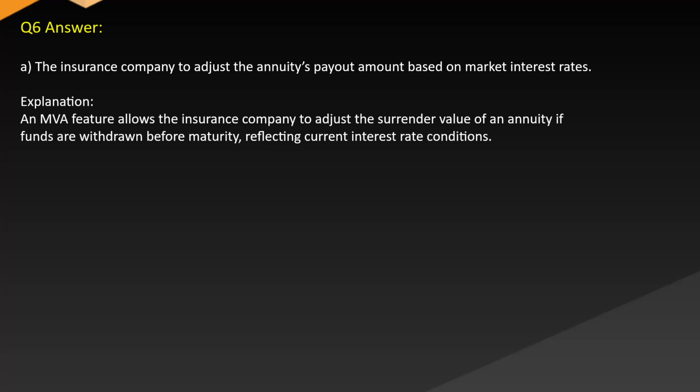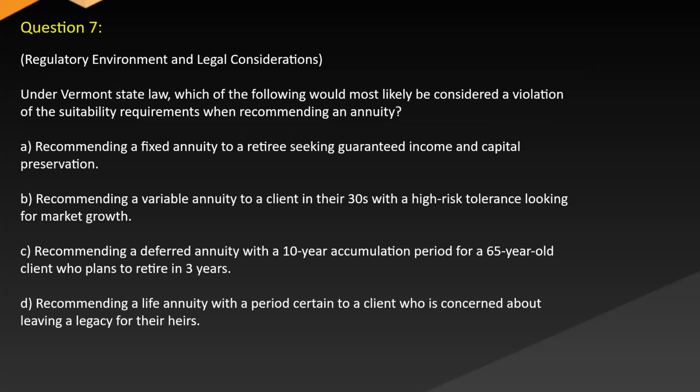Explanation: an MVA feature allows the insurance company to adjust the surrender value of an annuity if funds are withdrawn before maturity, reflecting current interest rate conditions. Question 7. Regulatory environment and legal considerations under Vermont state law. Which of the following would most likely be considered a violation of the suitability requirements when recommending an annuity?